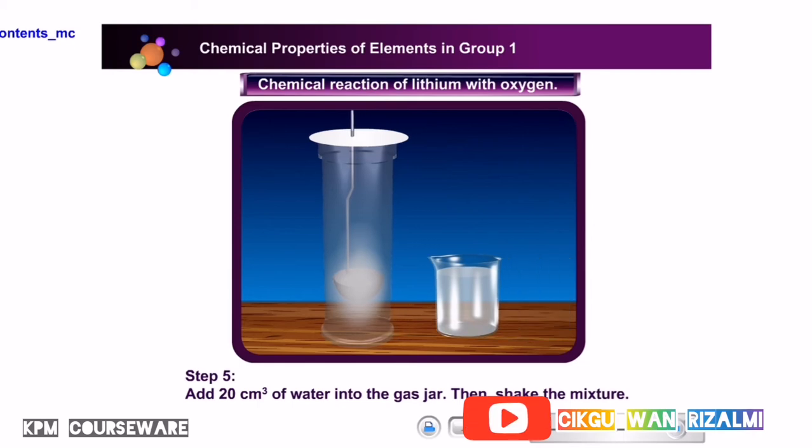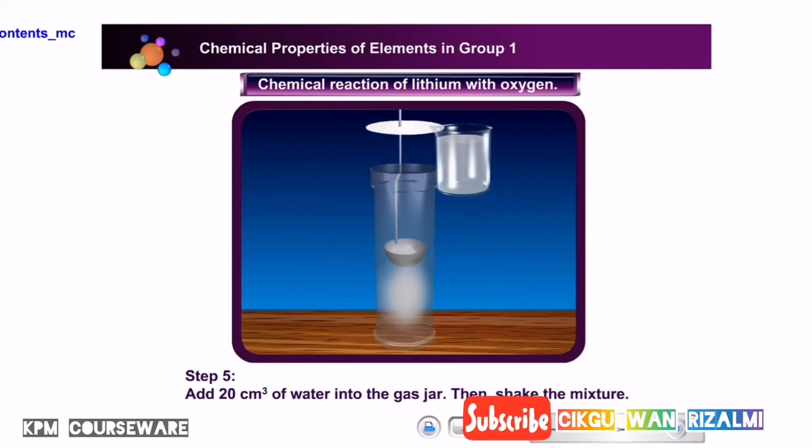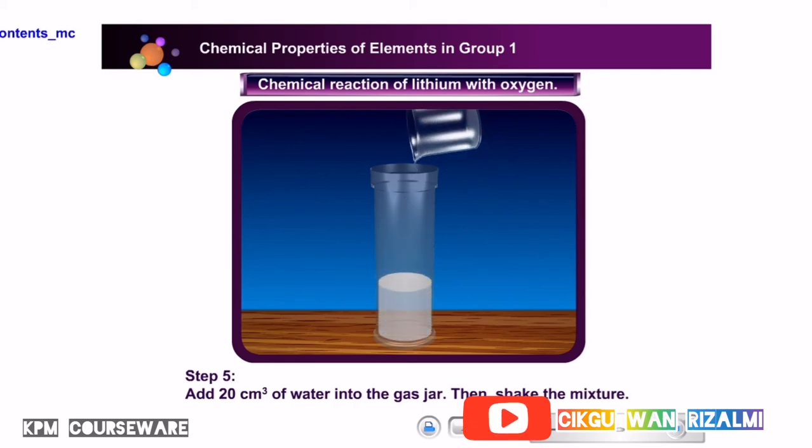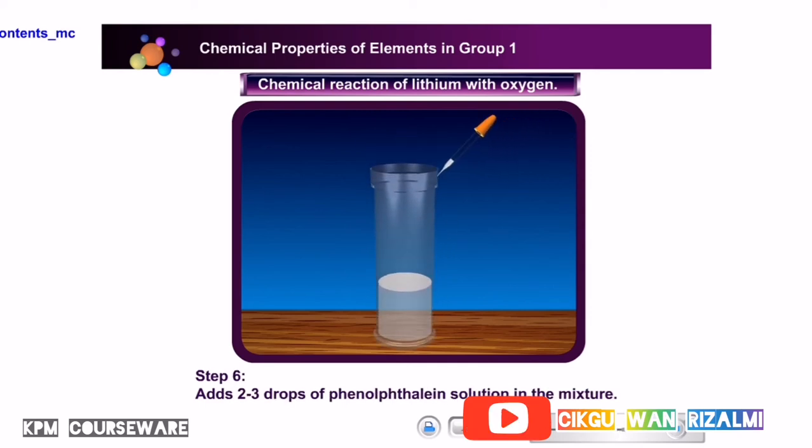Now add 20 cubic centimeters of water into the gas jar. Then shake the mixture. Finally, add 2 to 3 drops of phenolphthalein solution in the mixture. What can you conclude from the change of color of the solution? The solution becomes alkaline. When this experiment is repeated using sodium or potassium, similar observations are obtained. Click on the blinking button to proceed.